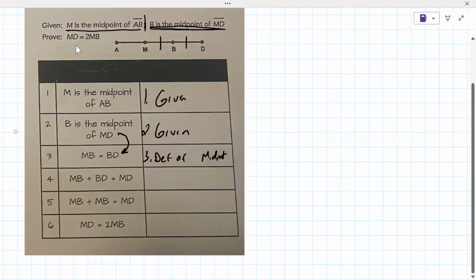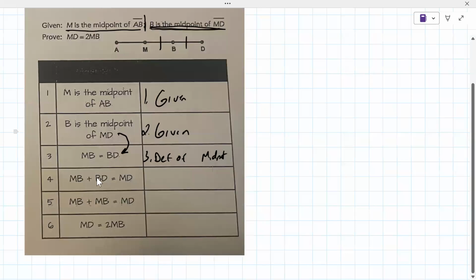So where are they going? Sometimes it's clear where they're going. Then sometimes it's like, well, I don't know where they're going. MB plus BD equals MD. So sometimes just go back and look: what's M to B, B to D equals M to D. So it's like part plus part equals the whole thing.